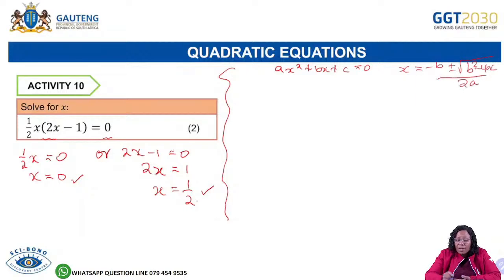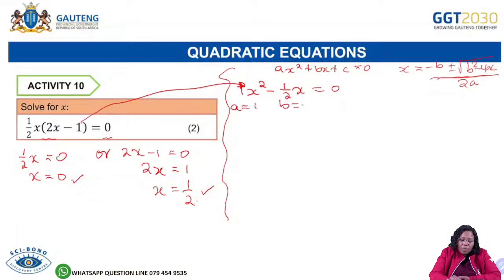I know there are learners who rely on this formula 100% for factorization. So grade 12, if that is the case, this will also work for you. You take the equation that is given to you and multiply out the brackets. Half of 2 is 1, and x times x is x squared. And half of minus 1 is minus half x equals 0. The value of a here will be 1, the value of b will be minus half, and the value of c will be 0, hence there is no value there.